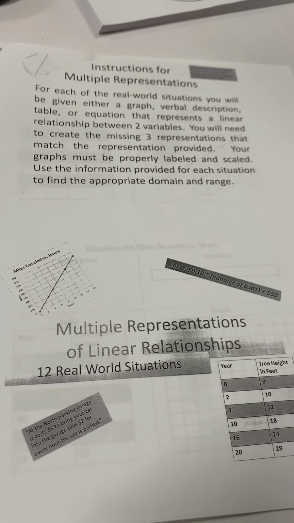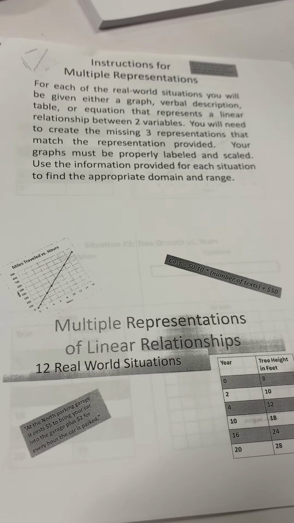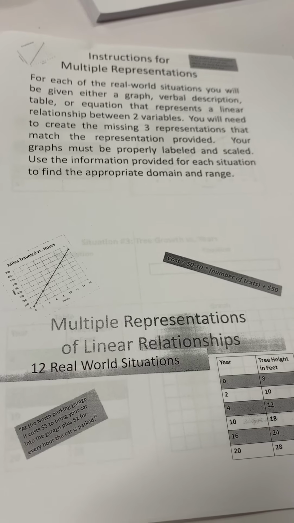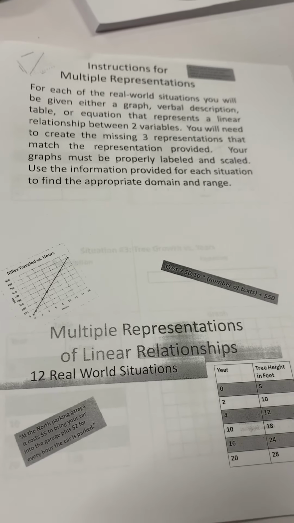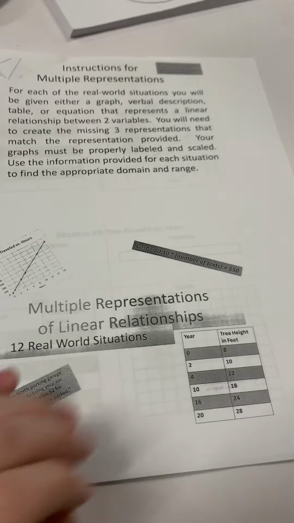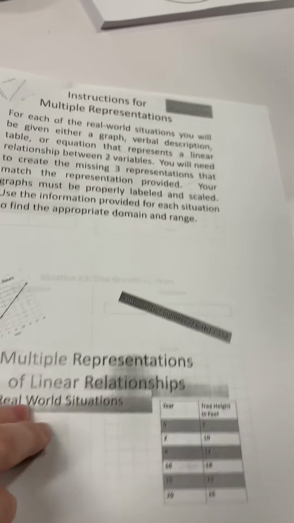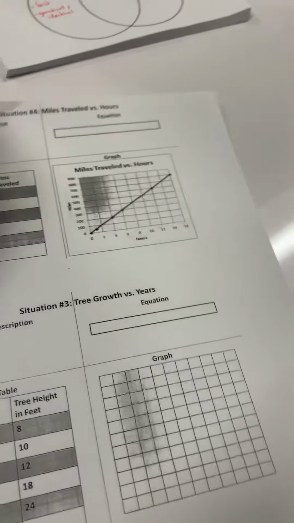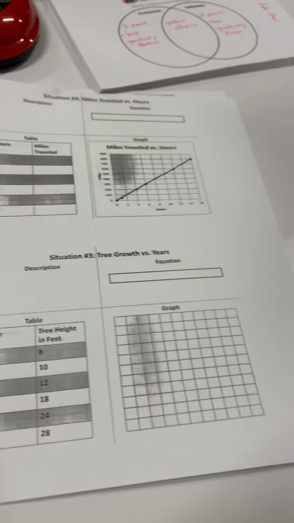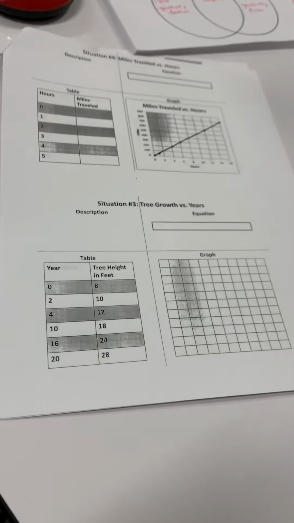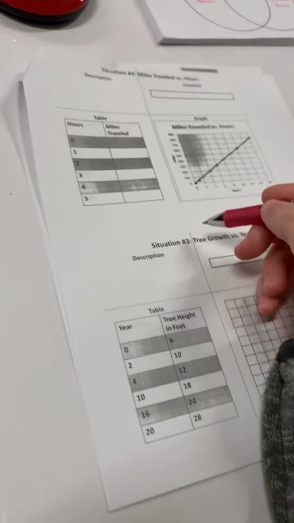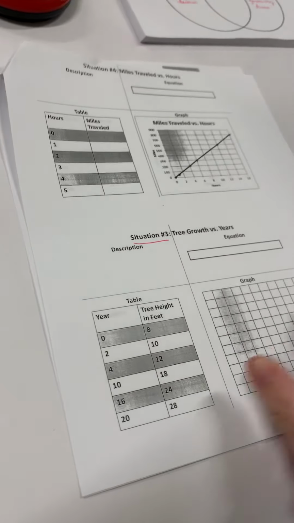You will create the three missing representations that match the representation provided. Your graphs must be properly labeled and scaled, and the information provided for each situation, you're going to use that to find the appropriate domain and range for each scenario. So let's look at one of them together so that you know what to do. I'm going to look at situation 3. Make sure you're with me on situation 3.